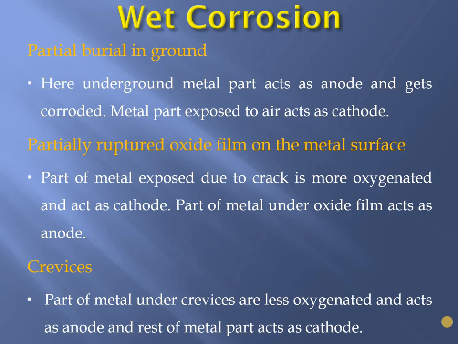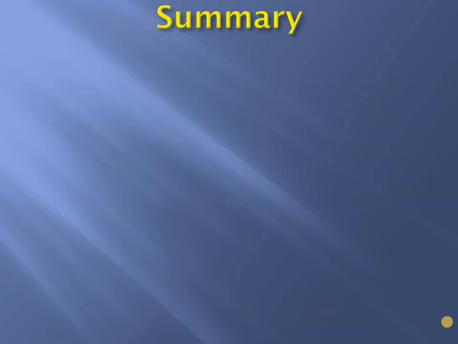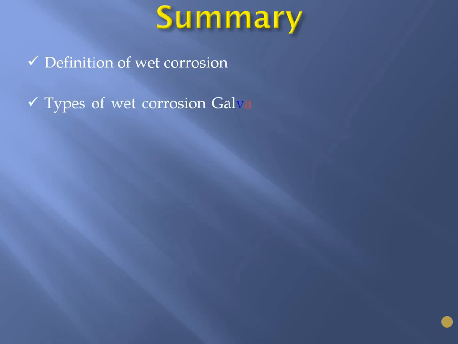And when there are crevices on the metal, the metal part under the crevice is less oxygenated while the rest of the metal part is more oxygenated, and hence the part of the metal under the crevices will act as an anode and the rest of the part will act as a cathode, and the corrosion will occur due to the formation of a concentration cell or differential aeration cell.